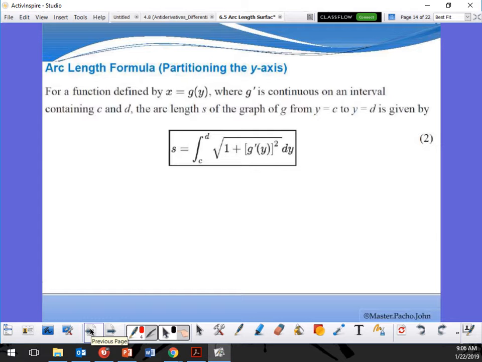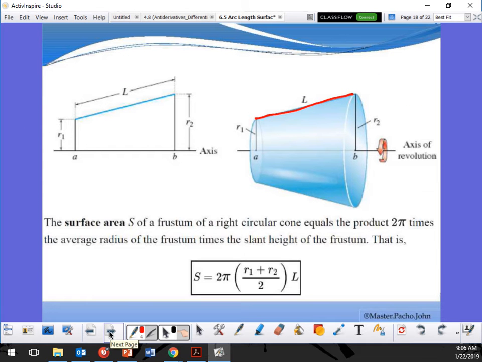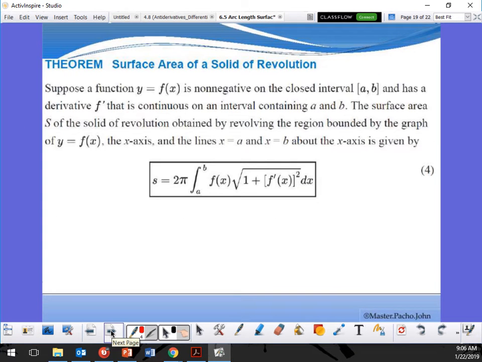So for this one, the arc length is from C to D, times the square root of 1 plus the derivative squared. If we're looking at this one, it would turn into the integration from A to B, those are my endpoints, of the function times this arc length right here. That's my L. Is that making a little bit of sense?